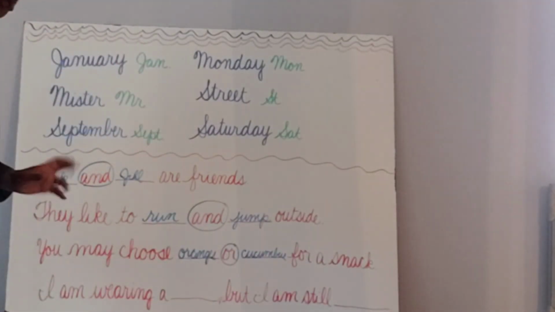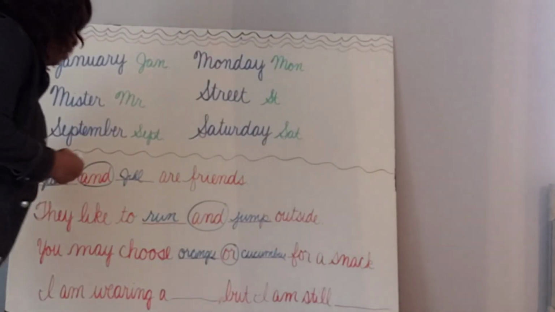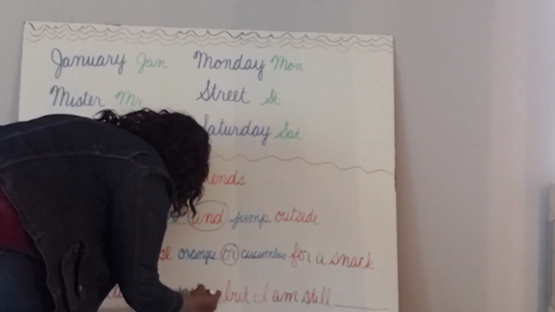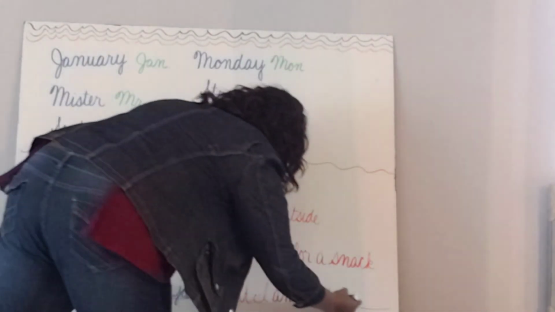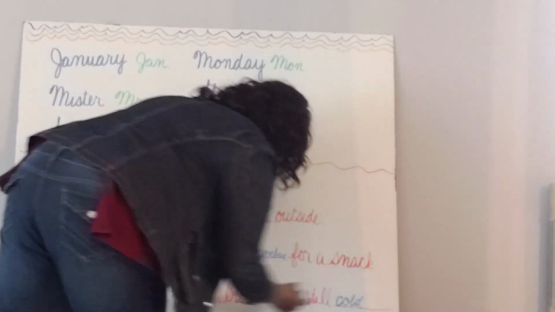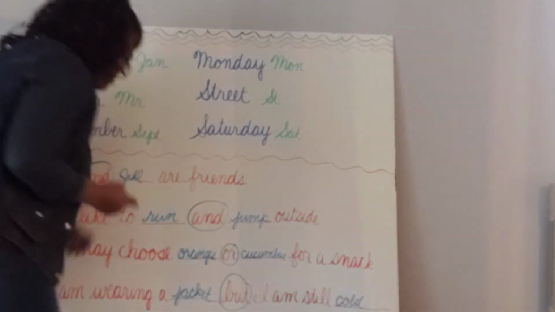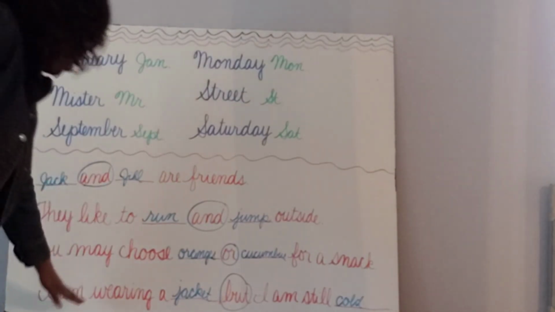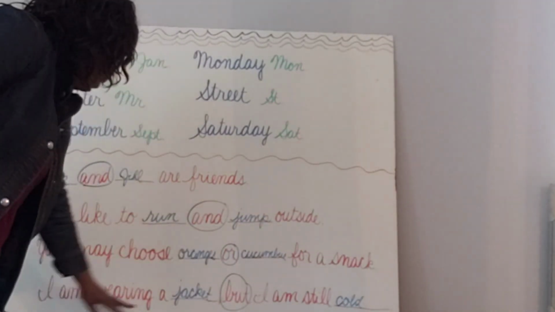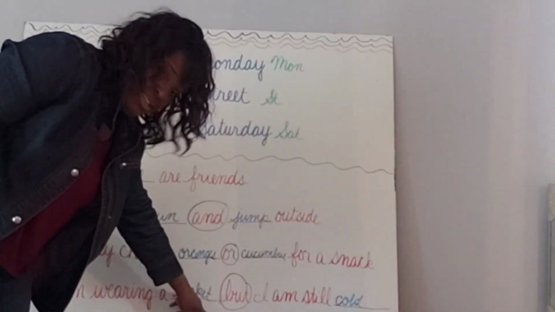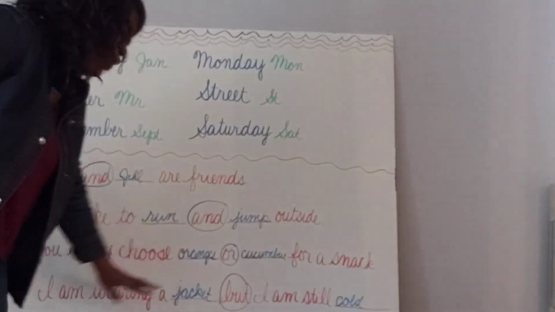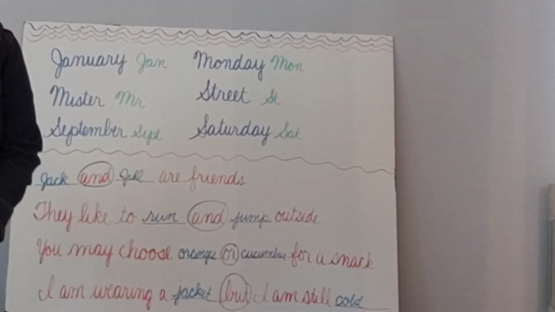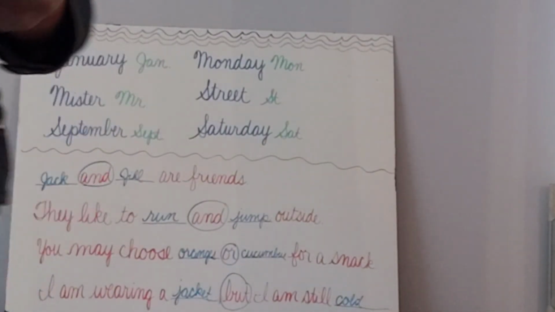And then I am wearing a blank, but I am still cold. I'm wearing a jacket, but I am still cold. And but is my joining word. But what is it joining? Is it joining two words? No, it's joining two word groups, groups of words. I am wearing a jacket, but I am still cold, okay? So it's joining two groups of words together, and that's what conjunctions do. Conjunctions join words or groups of words.